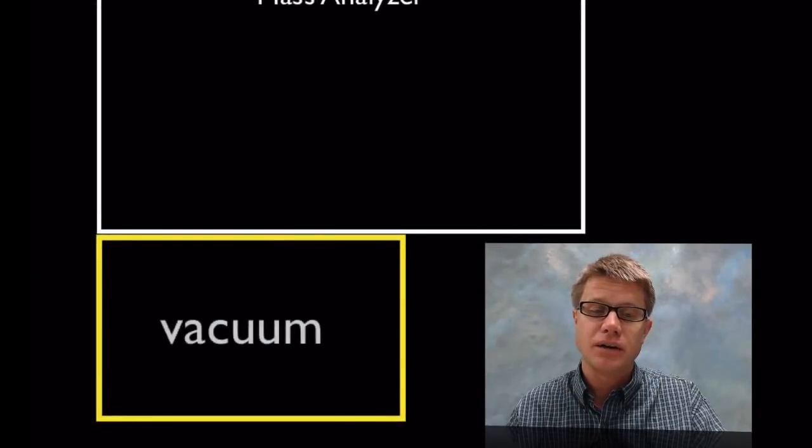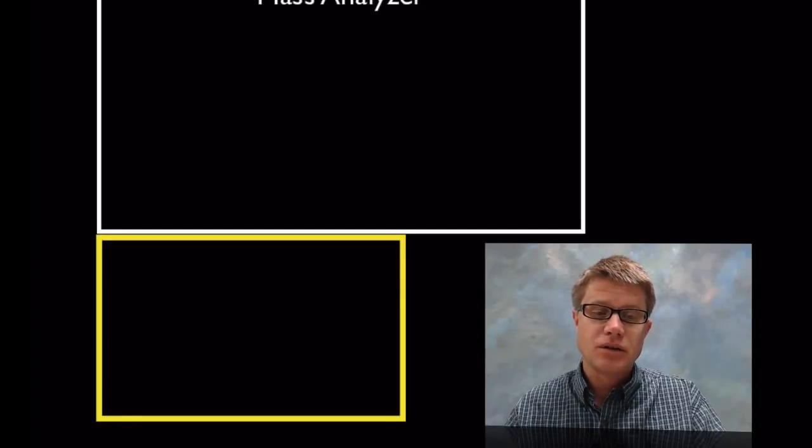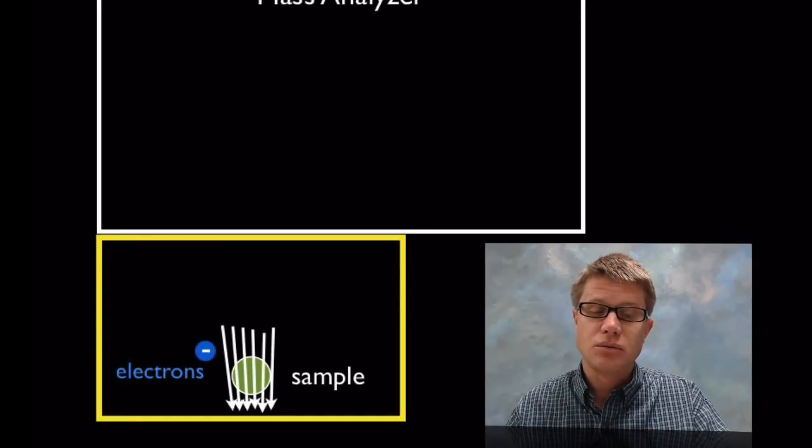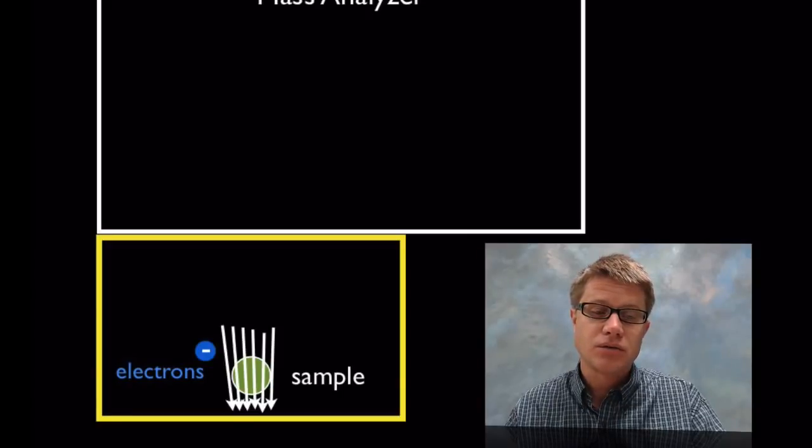What are we going to find? Well, the first thing we're going to find is it's a total vacuum. In other words, this doesn't work unless we remove all of the gas particles that are found inside the mass spec. Next thing we're going to do is we're going to insert our sample in. That could be a solid, it could be a liquid, it could be a gas, but we're going to inject it into this ionizing tube, and then we're going to hit it with electrons.